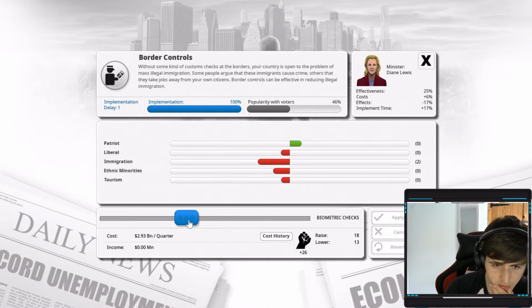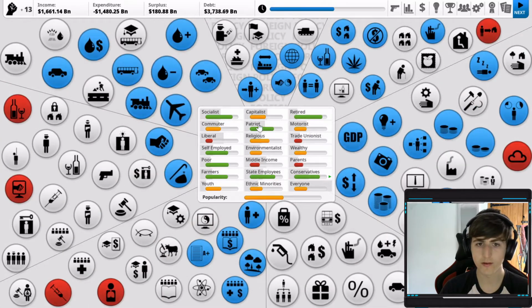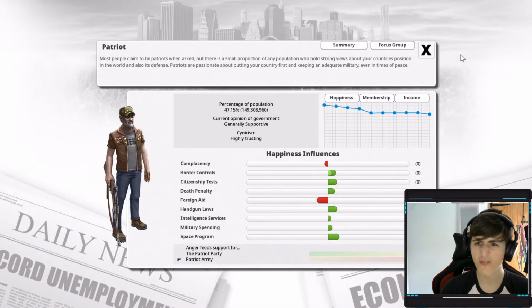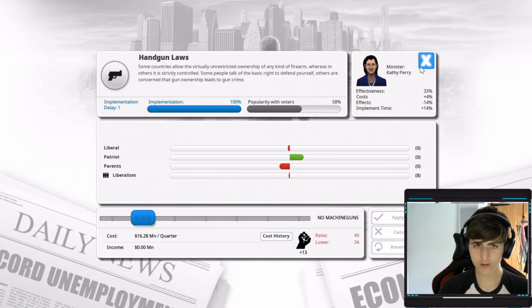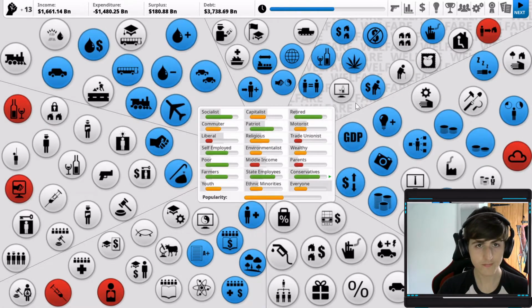We could also reduce the border controls, which is going to annoy the Patriots a little bit. However, it will increase tourism and make the ethnic minorities happier. And to be honest, the Patriots are already very happy anyway. They're very supportive of us, and I don't think we will do that much to annoy them. Military spending's still high, the space program's high. Handgun law, the laws are just that we can't have any machine guns. So that's good. That makes them happy.